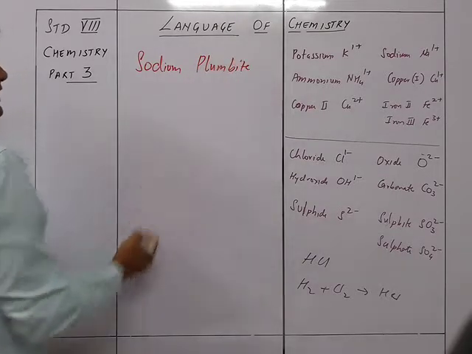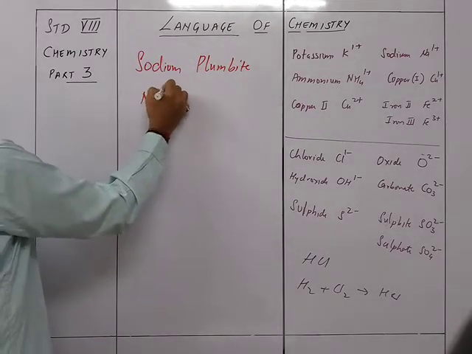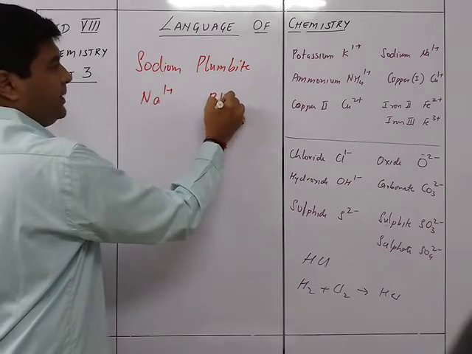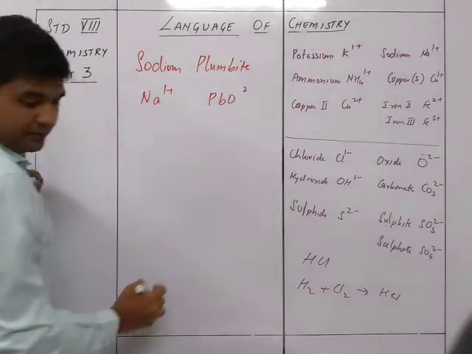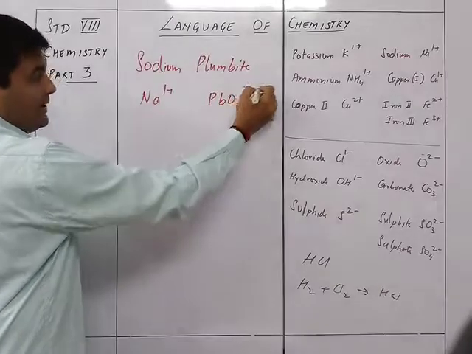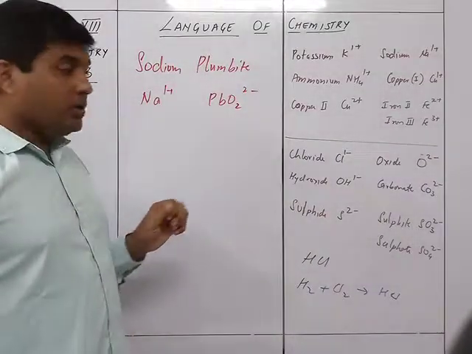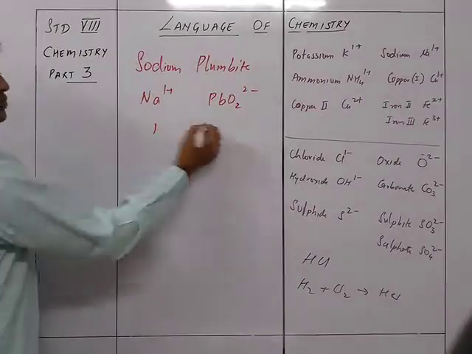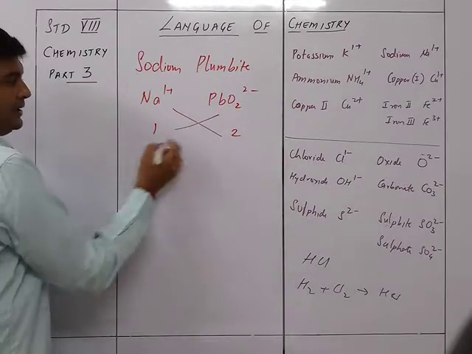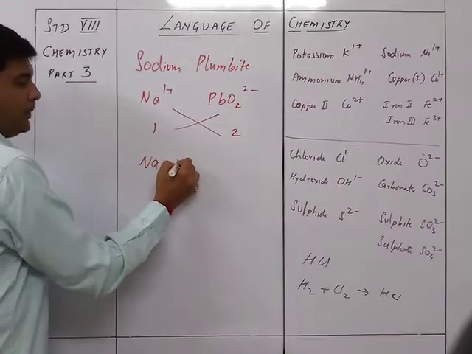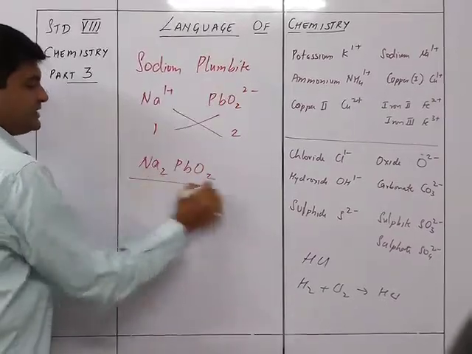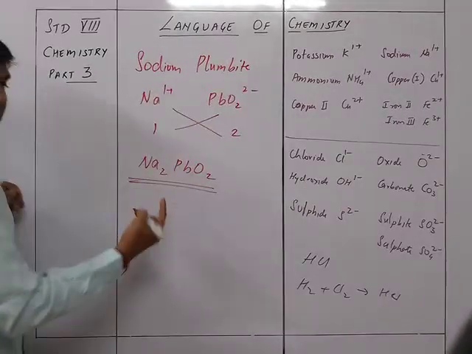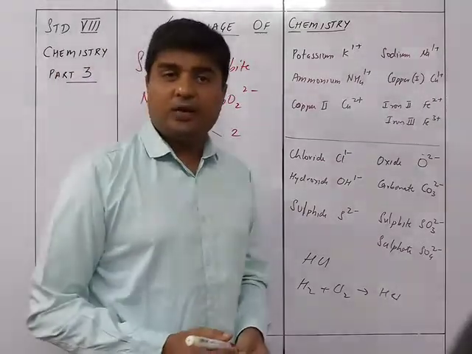Based on the radical chart, I know that sodium is Na 1 plus and plumbide is PbO2 2 minus. Once I know this, I know that this is 1 and this is 2. So cross multiplying it, I get Na2PbO2. So this is nothing but sodium plumbide, Na2PbO2.